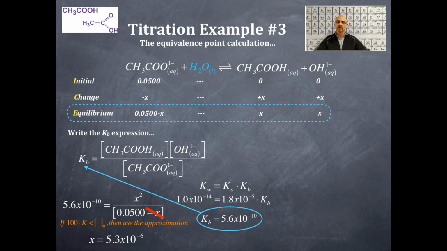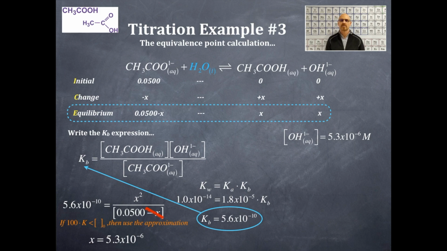Now I'm going to go look at my equilibrium ice table. What does X equal? X equals the acetic acid concentration at the equivalence point. It also equals the hydroxide ion concentration at the equivalence point. So what does the hydroxide ion concentration equal? 5.3 times 10 to the negative 6 molar.